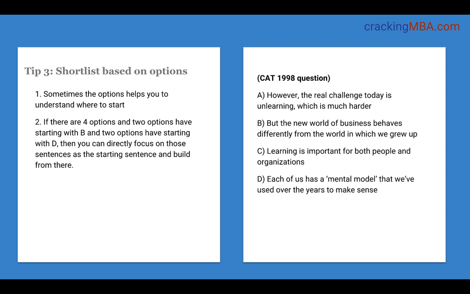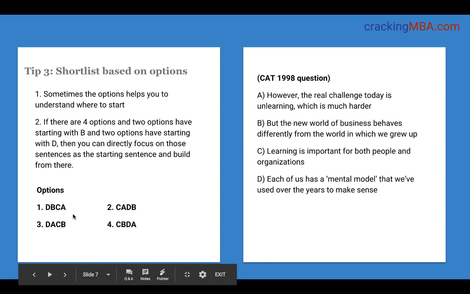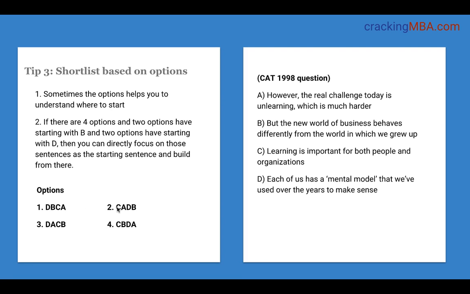Next, you need to shortlist based on options. Sometimes the options reveal to you what could be the starting sentence. If we see these options clearly, the starting sentences could either be D or C. So you could start from there. Take 5 to 10 seconds to read the question sentences before we approach this question.